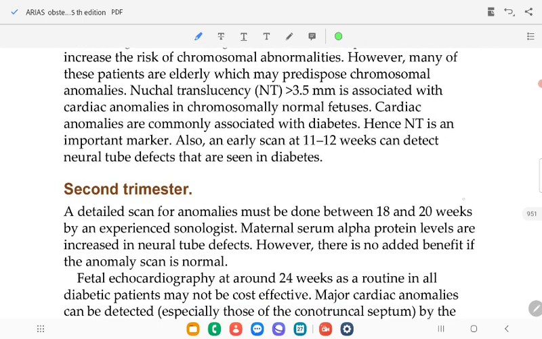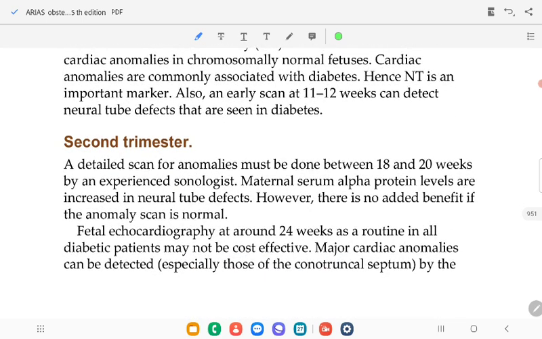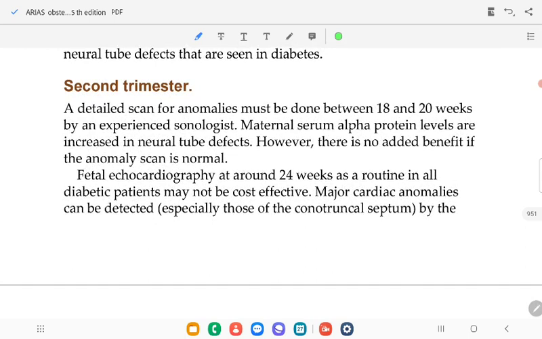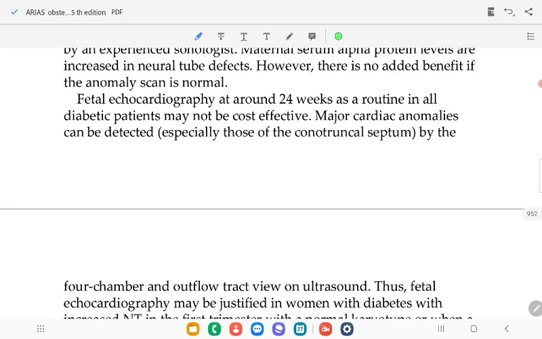Also, an early scan at 11 to 12 weeks can detect neural tube defect in diabetes. The second trimester detailed scan for anomaly must be done between 18 to 20 weeks by an experienced sonologist. Maternal serum alpha-fetoprotein level also increases in NTD. However, there is no added benefit if the anomaly scan is normal. Fetal echo at around 24 weeks as a routine in all diabetic patients may not be cost effective.